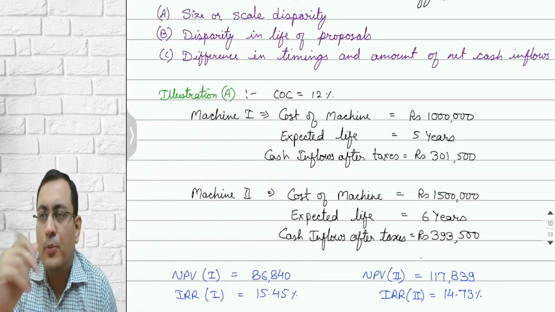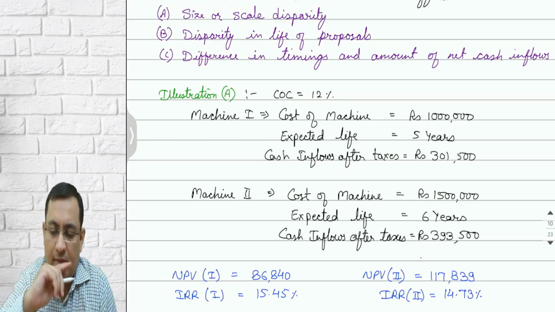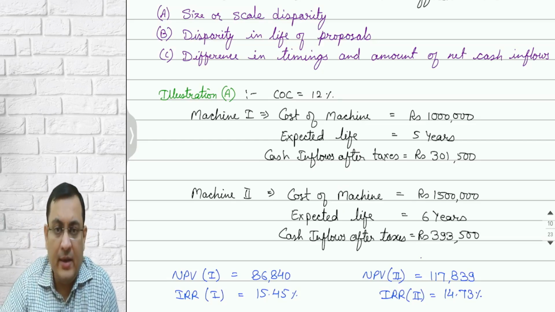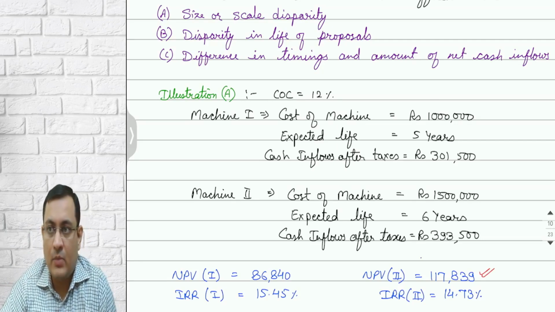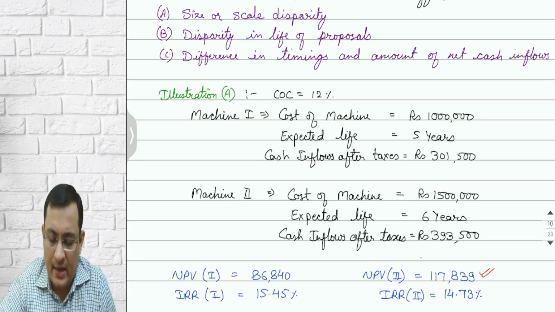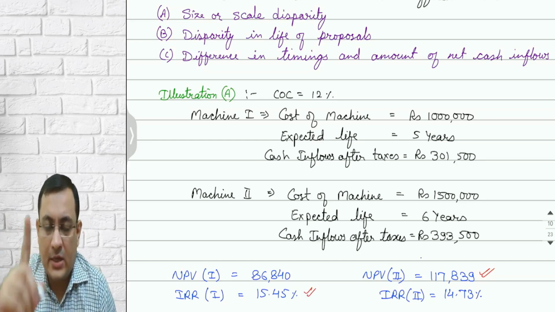So if these two projects, machine 1 and machine 2, are mutually exclusive, we have to get only one machine. If we decide based on NPV, we will select machine 2. If we decide based on IRR, we will select machine 1. So there is a conflicting situation.